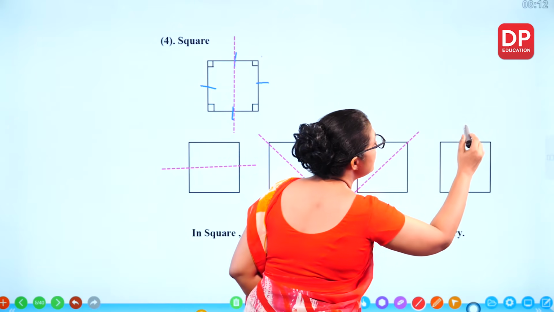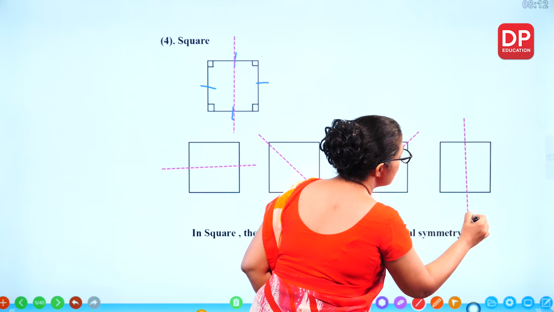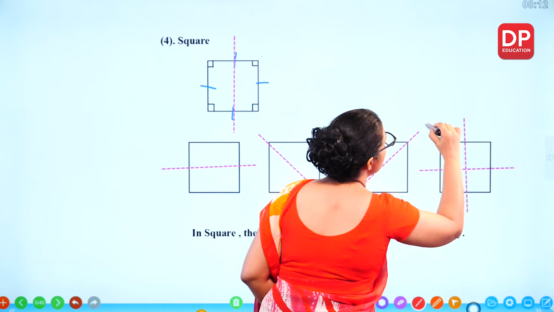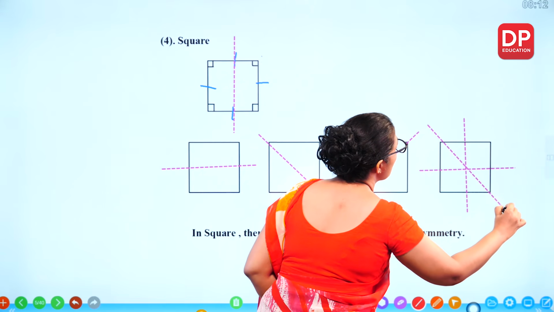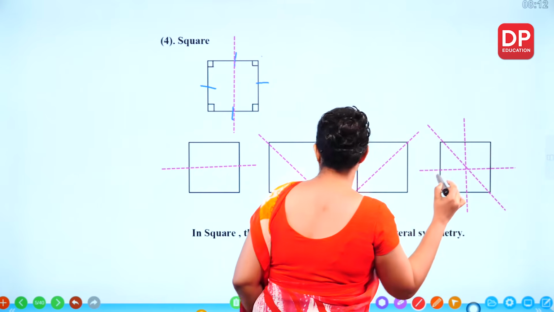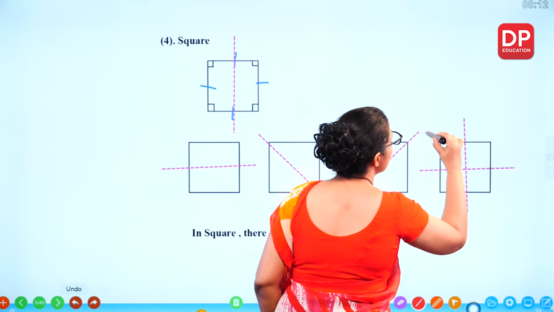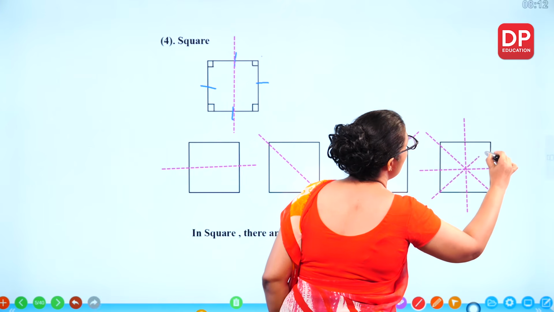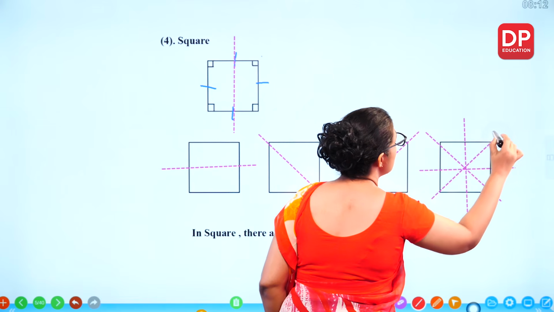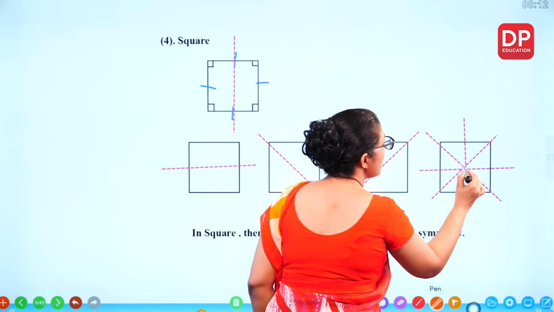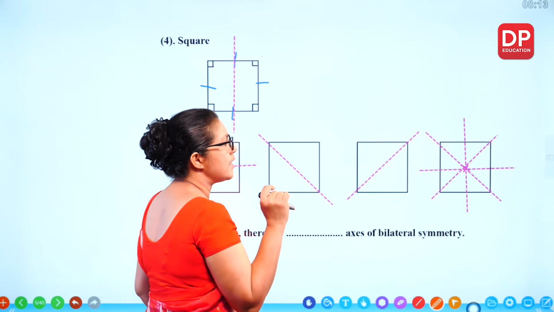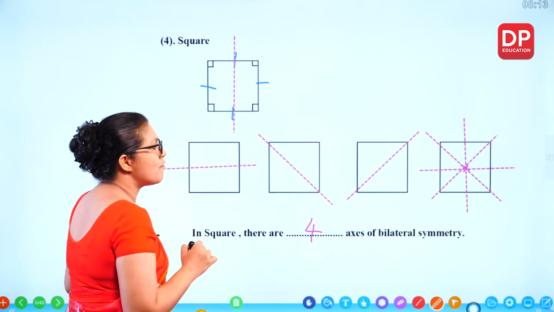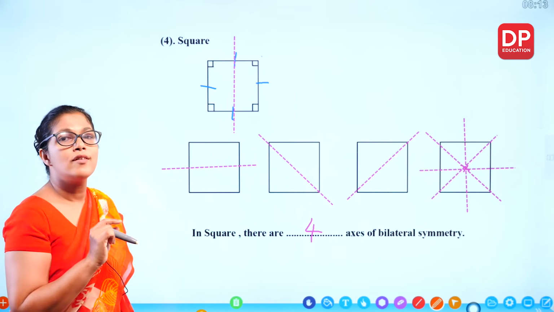If I draw all these in one, it looks something like this, here and here and here. When you draw all these axes of symmetry, you will notice that they intersect at one point. So altogether there are 4 axes of bilateral symmetry in a square.